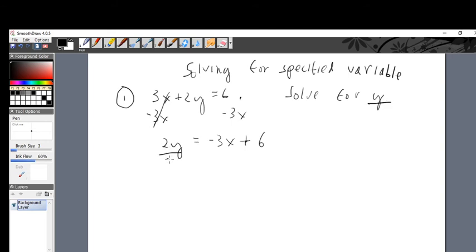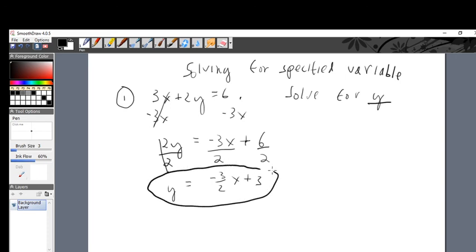So divide this by 2. If you do that to the left side, you got to do it to all parts of the right-hand side, all of them. This is gone. We're almost there. y is equal to negative 3/2 x. 6 over 2 is 3. And there it is. We have solved for y. We have isolated y. We have solved for a specified variable.